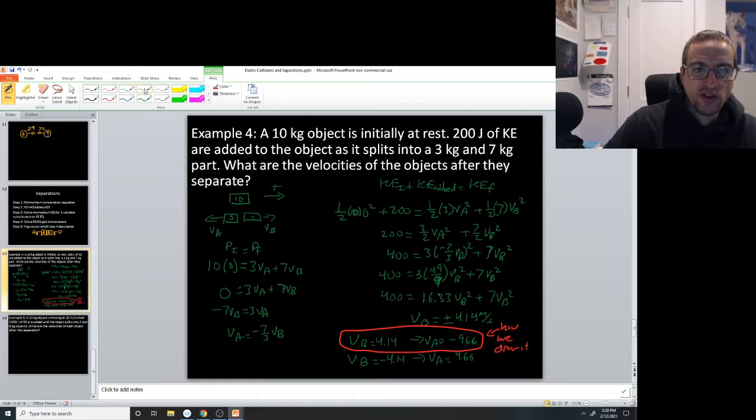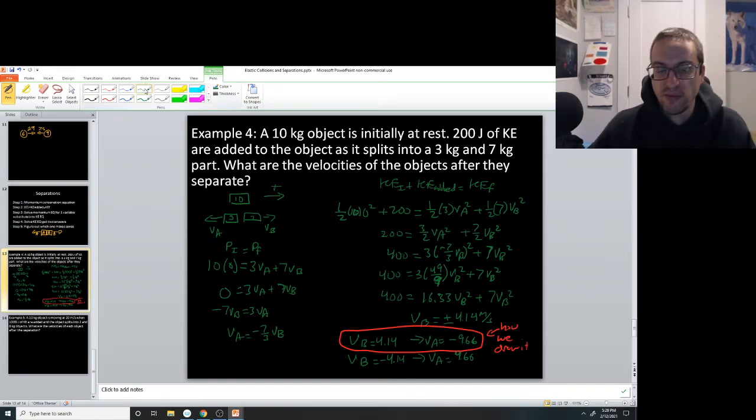But the other answer is also correct, because we made up which one was going which way. So a lot of these problems will ask you for the magnitude, not the actual velocity, because it doesn't make any sense to ask about the actual velocity, because it could be either way. Okay.